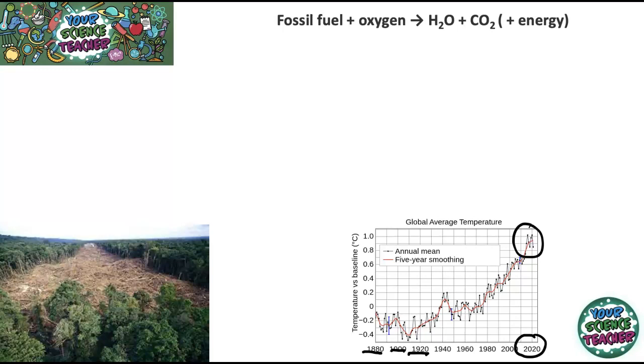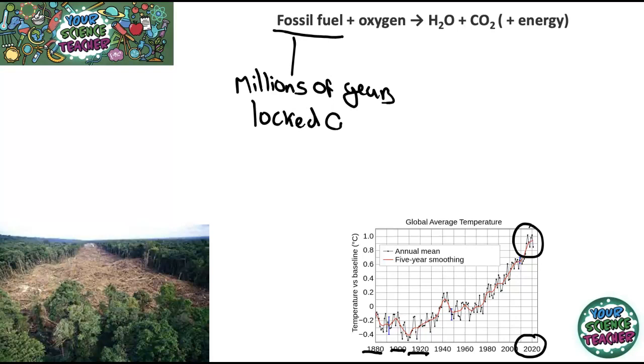Well, what we're doing is we're burning fossil fuels. I said that over time, carbon becomes locked in the ground when plants and animals die. It takes millions and millions of years to form these fossil fuels, and they've locked this carbon in the ground for millions and millions of years. However, it can be released when we burn these fossil fuels. We burn them for a variety of different things. We burn them for transport, we burn them for energy as well.